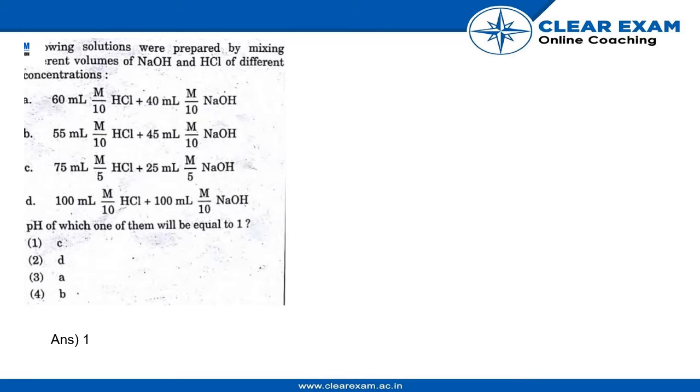And those reactions are: the first one, 60 ml M/10 HCl plus 40 ml M/10 NaOH. Second, 55 ml M/10 HCl plus 45 ml M/10 NaOH. Third, 75 ml M/5 HCl plus 25 ml M/5 NaOH. And last reaction, 100 ml M/10 HCl plus 100 ml M/10 NaOH. pH of which of them will be equal to 1?